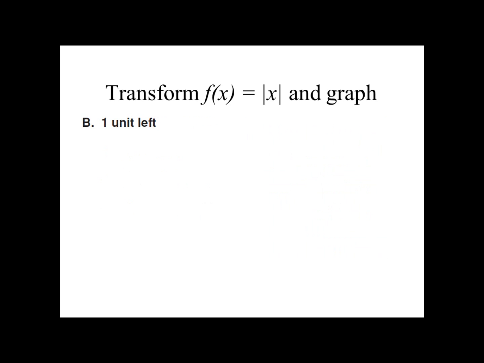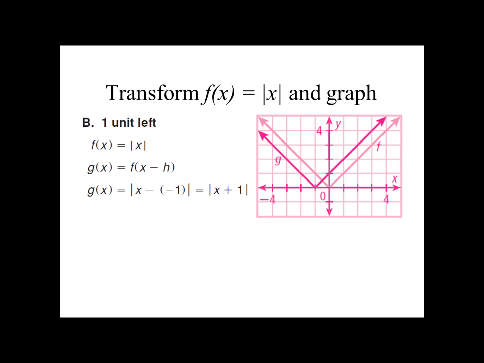Let's move the basic absolute value function 1 unit to the left. Now this is a horizontal change, so we're going to do something inside the absolute value. And remember, changes inside the absolute value are opposite what we would expect. So we actually add 1 inside the absolute value. Graphing it, that nice V shape just shifts to the left 1 unit.